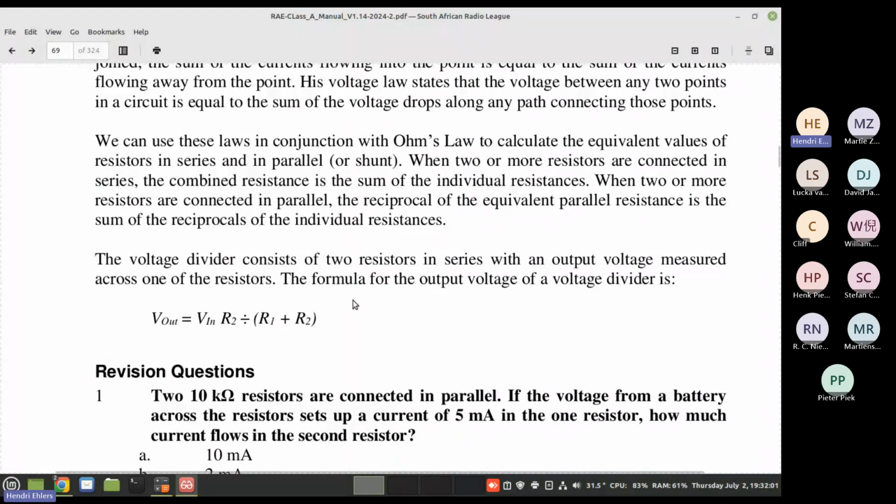A voltage divider consists of two resistors in series with an output voltage measured across one of the resistors. The formula for the output voltage of the voltage divider is this.